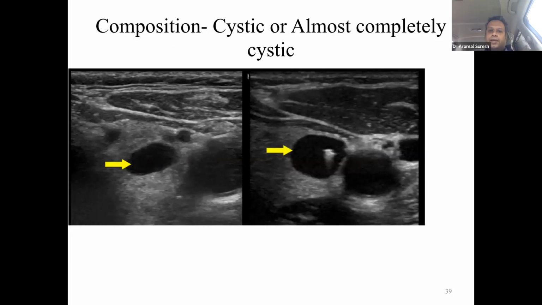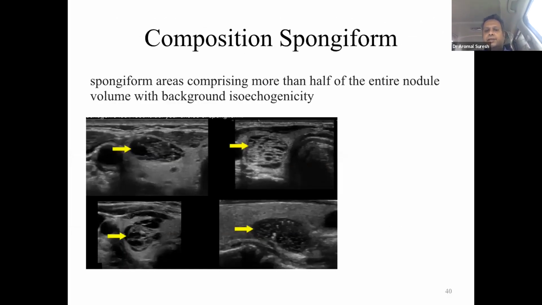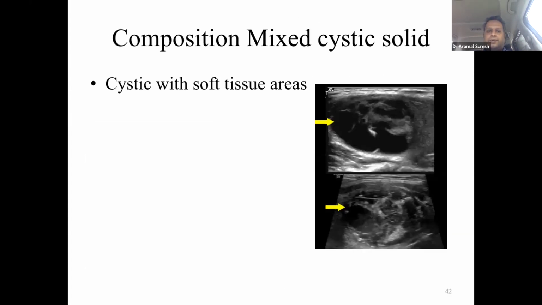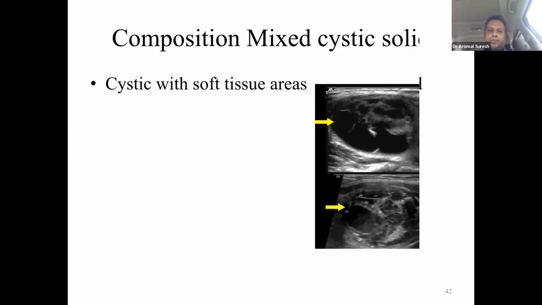Whenever you are looking at a nodule, you should definitely look at whether it is a clear or almost completely cystic lesion. Spongiform, whenever the nodule is more than 50% spongiform, is a very low-risk thing. Then solid or almost solid, and cystic or mixed cystic. That is very common terminology used in case of composition.